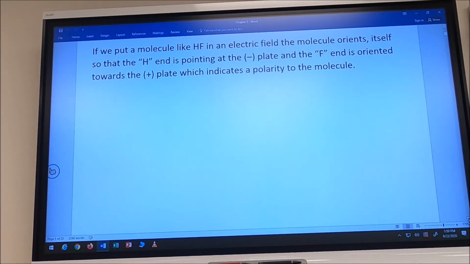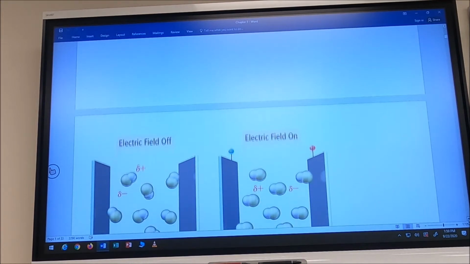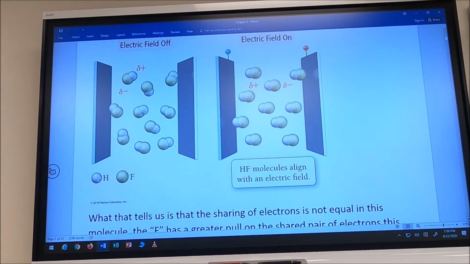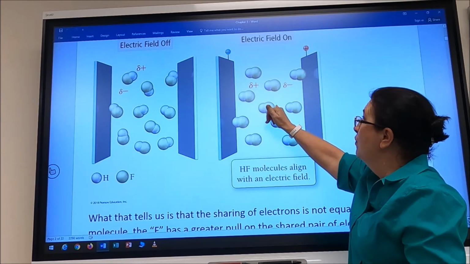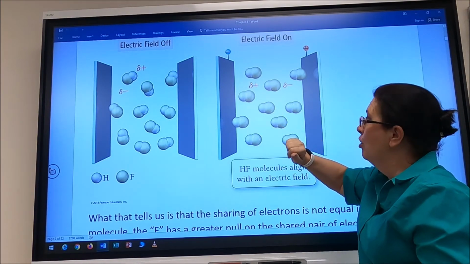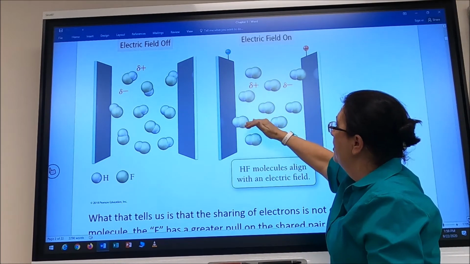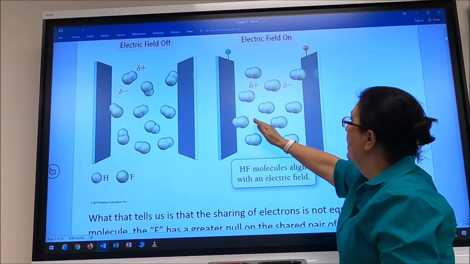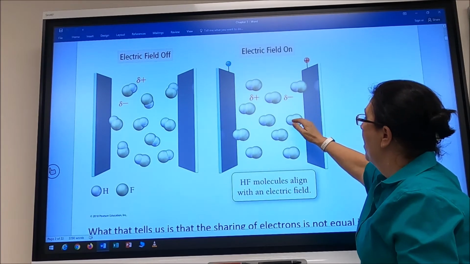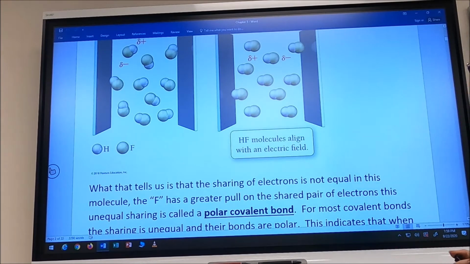Now let's look at a pretty picture. Okay? Now here's HF molecules in an electric field. The green blob, the green end, that's your fluorine end. The white end, that's your hydrogen end. So you can see when the electric field is on, they all orient themselves so that the hydrogen end is being attracted by the negative plate and the fluorine end is being attracted by the positive plate. So that means one end is slightly negative and one end is slightly positive.